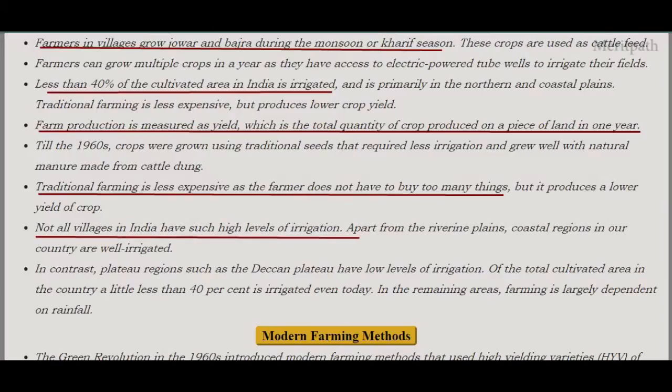Not all the villages in India have high levels of irrigation. Apart from the river plains, coastal regions in our country are well irrigated. And in contrast, the plateau regions such as Deccan Plateau have low levels of irrigation. Of the total cultivable land in the country, less than 40% is irrigated even today. In remaining areas, the farming is largely dependent on the rainfall.